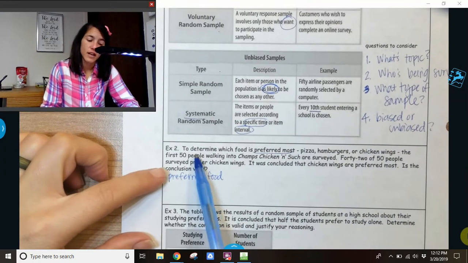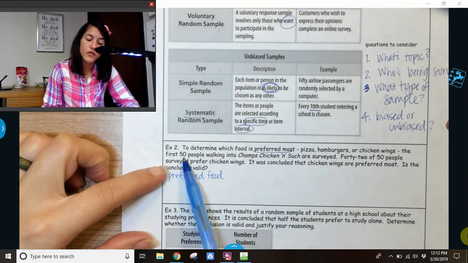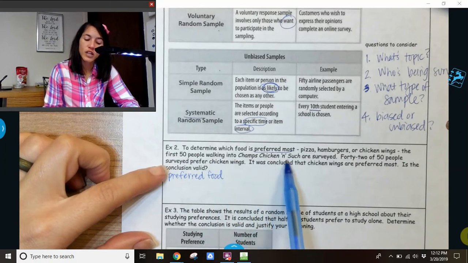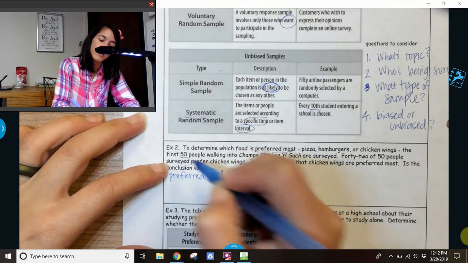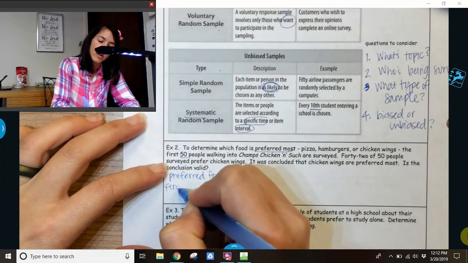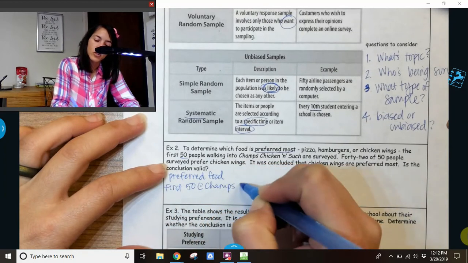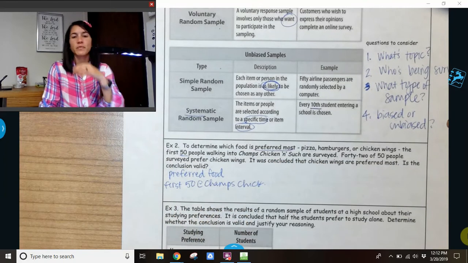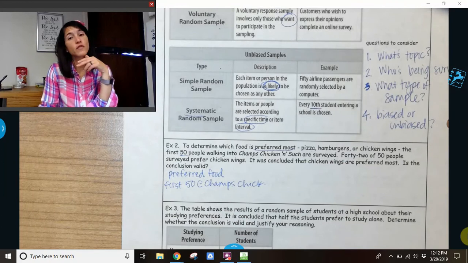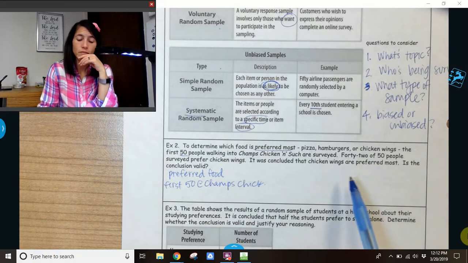Who's being surveyed? So determine which food is preferred. The first 50 people walking into Champ's Chicken and such are surveyed. So the people being surveyed are the first 50 at Champ's Chicken. Those are the people being surveyed.